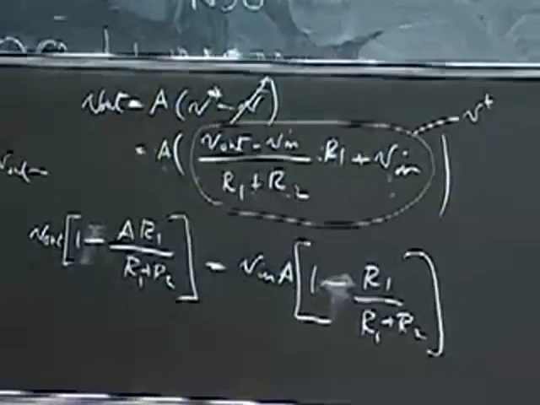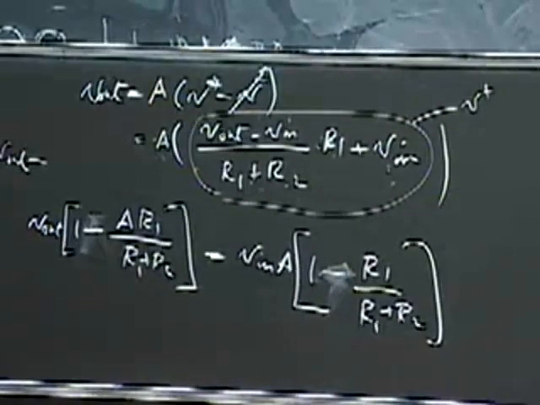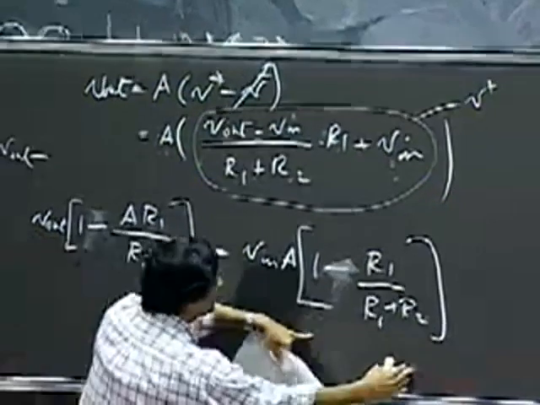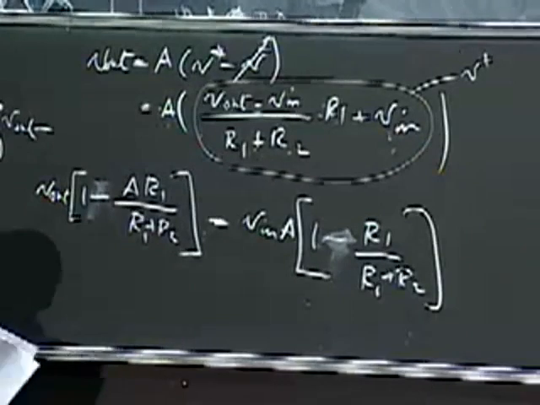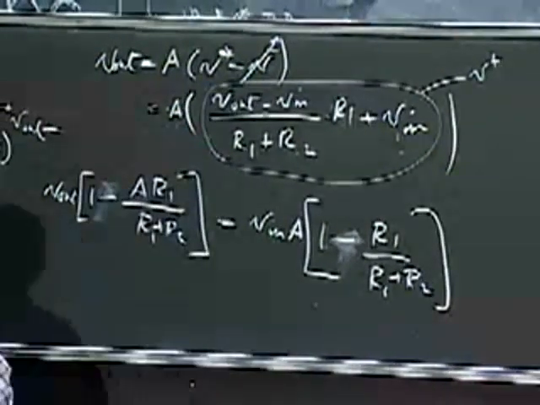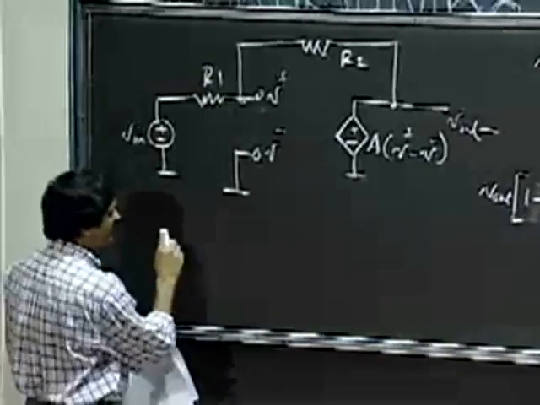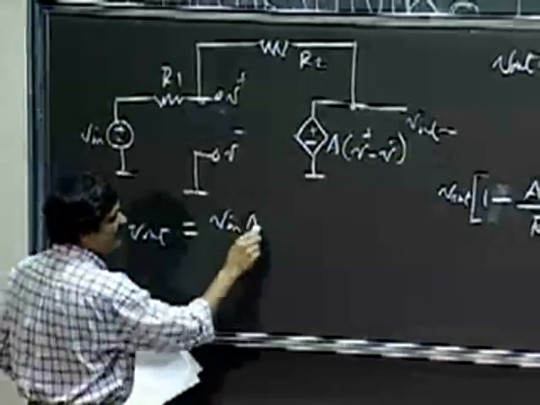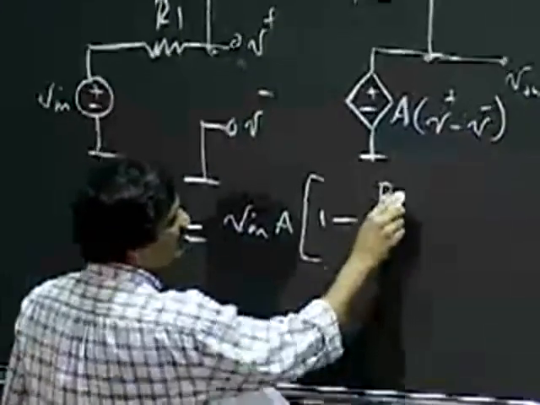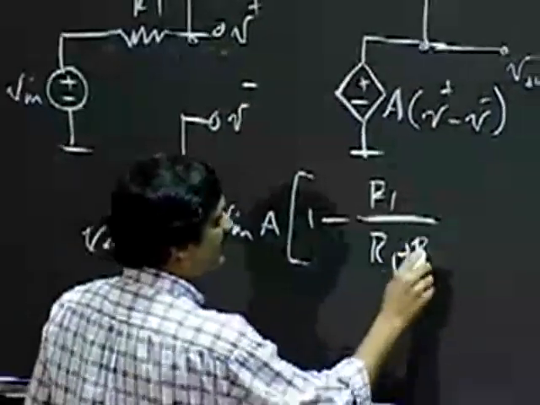Okay, let me go ahead and simplify that a little further and move this whole thing down here, and that gives me my expression as a function of V in. So what I'll do is let me continue here. V out is V in A, 1 minus R1 divided by R1 plus R2.